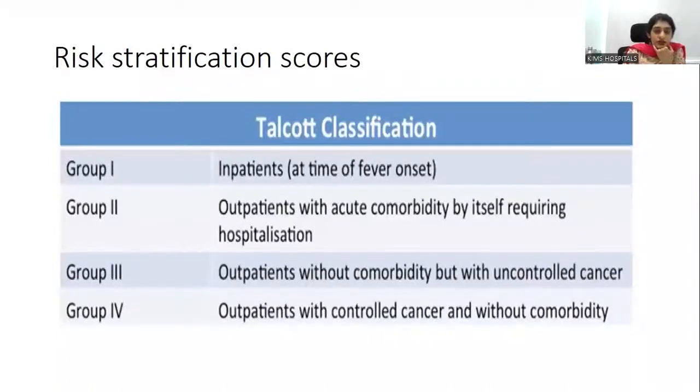This is one more classification, like risk stratification scores, the Talcott classification. Group 1 are inpatients at the time of fever onset. All the inpatients are grouped under group 1. Group 2 are outpatients with acute comorbidity by itself requiring hospitalization. Group 3 are outpatients without comorbidity but with uncontrolled cancer. Group 4 is outpatients with controlled cancer and without comorbidity. Talcott classification is generally what we follow in adults, but also we could think of using it in pediatrics. It's part of the stratification scores, just for information.